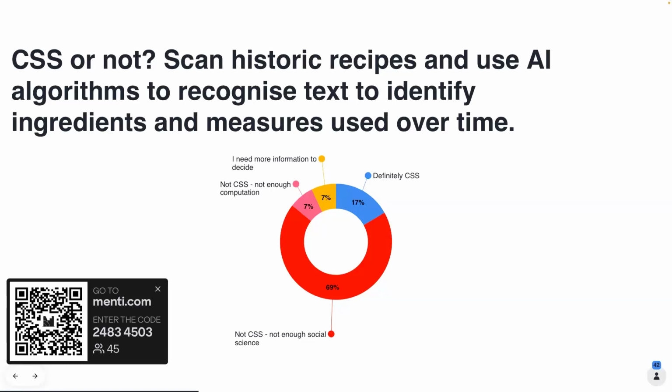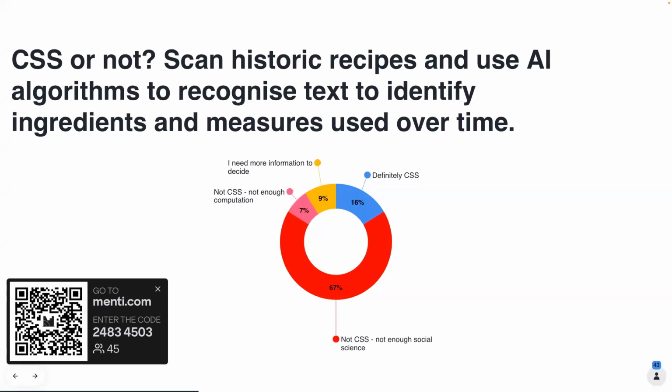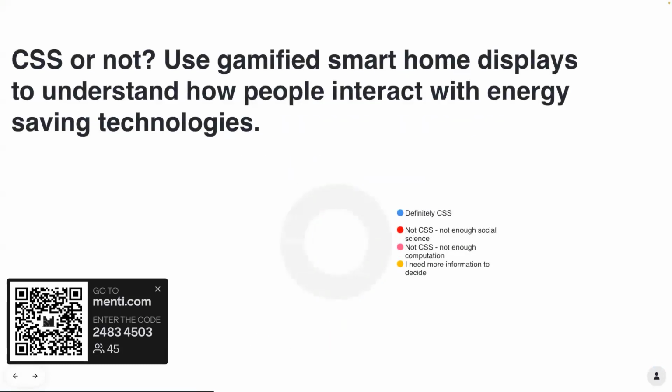So yeah, people saying they need more information to decide. I'd say that's completely fair enough because, like I've said, there could be a social science question implicit here. There could be one, but we don't have enough info to truly say. Okay, so let's go on to the next one.